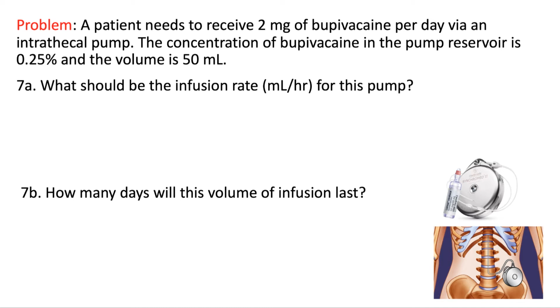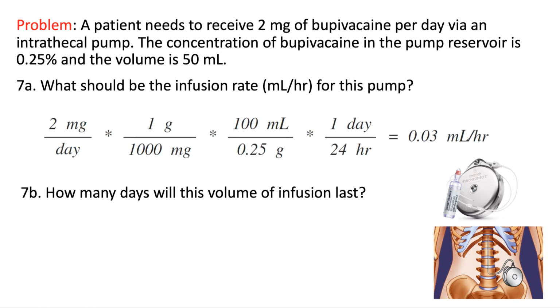Okay? So with that as a background, the first question says, what should the infusion rate be in milliliters per hour for this pump? I'll remind you, the question says give this person 2 milligrams per day of bupivacaine, and if we're going to use this pump to do that, what should the infusion rate be? Well, let's start with what we want per day, which was 2 milligrams per day. That's what we were told. Let's convert milligrams to grams by multiplying by 1 gram over 1,000 milligrams, so that milligrams cancel. I'm in grams. That's good, because I can use my percent concentration now to convert from the weight of bupivacaine in grams to its volume.